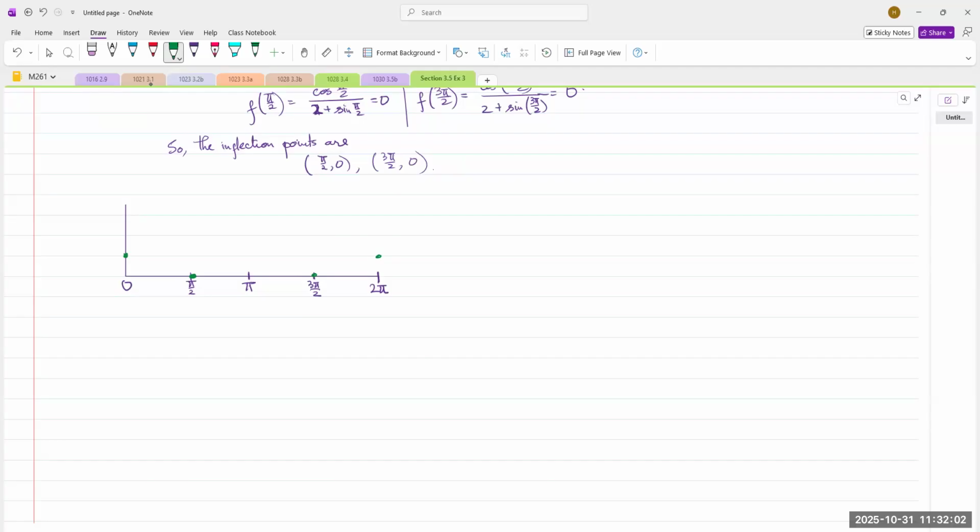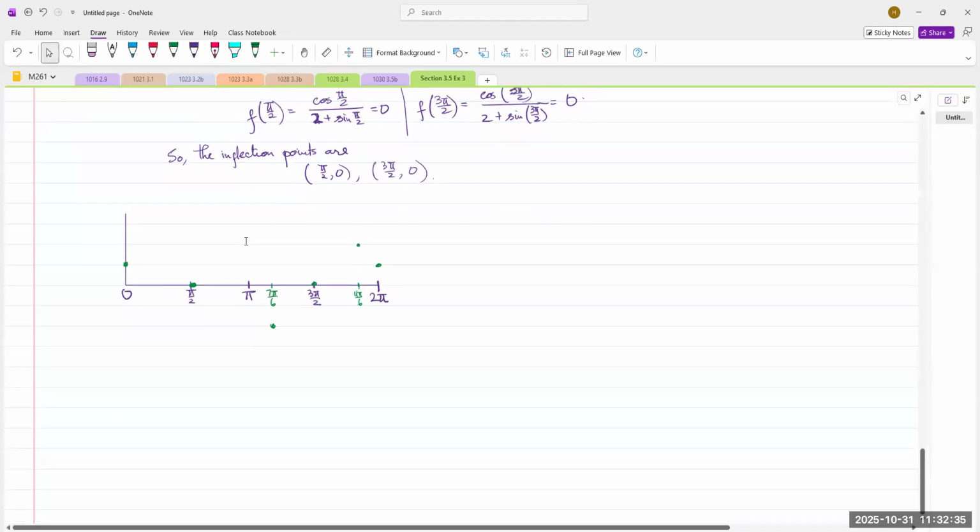the change of concavity, right, the points of inflection. But then we have a local minimum somewhere here, at 7π/6, so approximately here, and at 11π/6, where we get negative radical 3 over 3. I don't know what the value is though. You can just use your calculator to check. Okay, approximately like this.